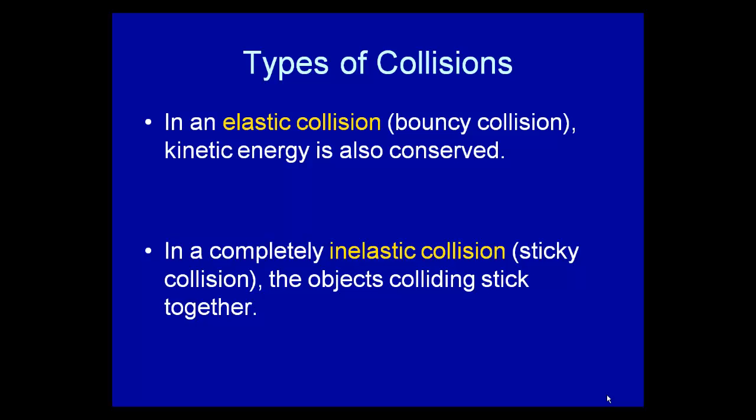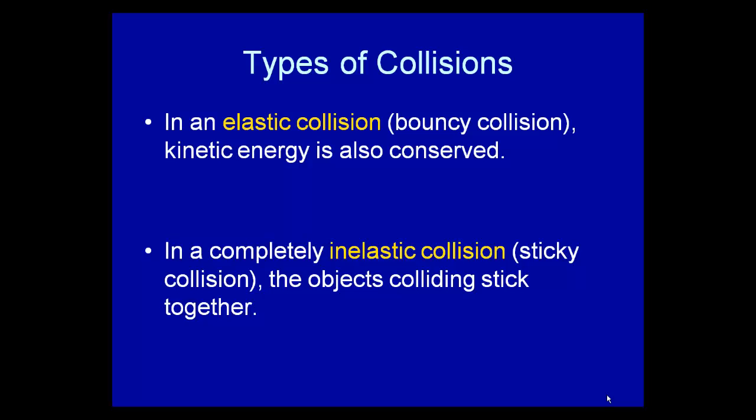Now, there's two different types of collisions. We really haven't talked about kinetic energy a whole bunch yet, so we're not going to do any math with this right now until after we talk kinetic energy. The two types of collisions are an elastic collision, and those are bouncy collisions. Pool balls on a pool table are fairly elastic. That means that not only is momentum conserved, but all kinetic energy is conserved.